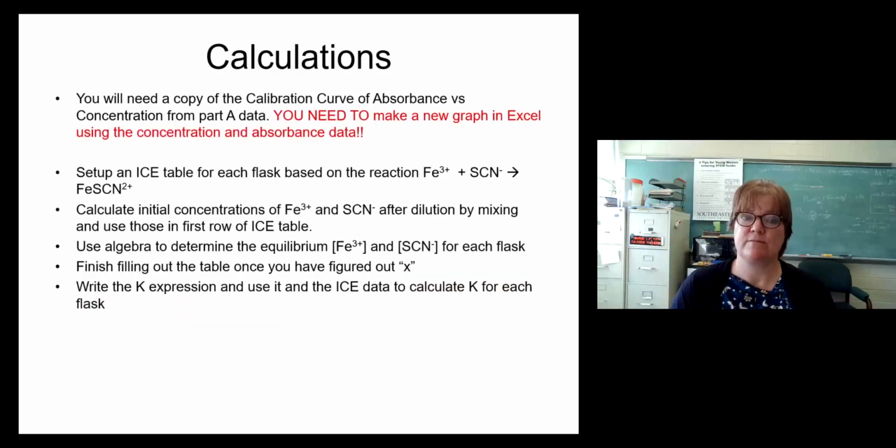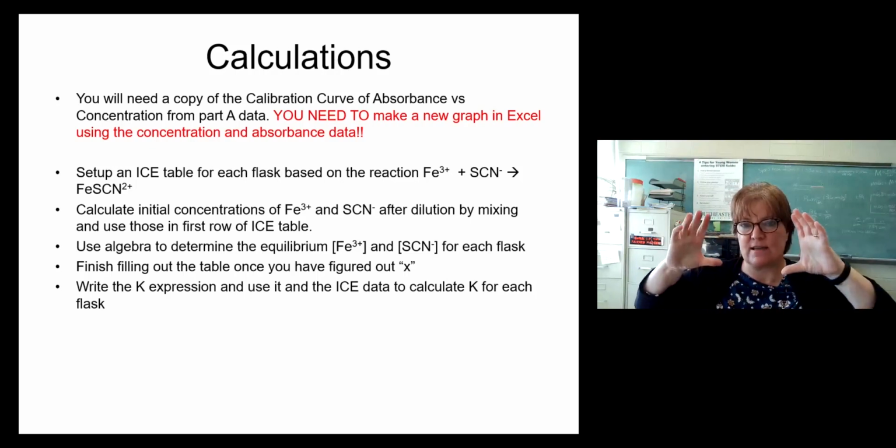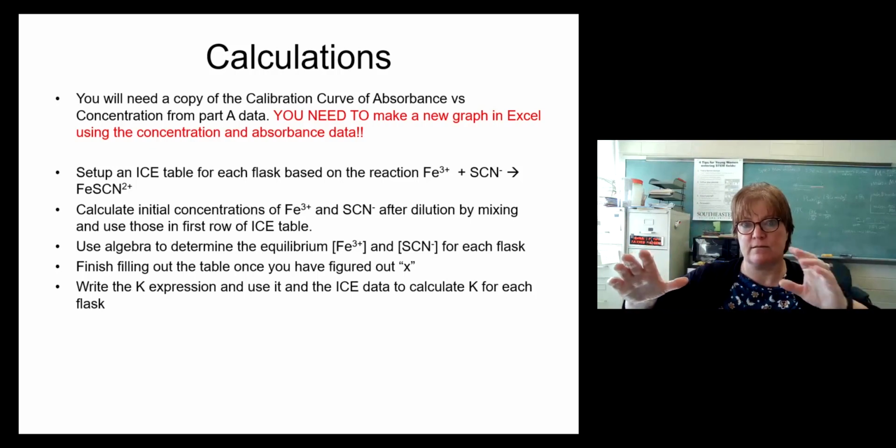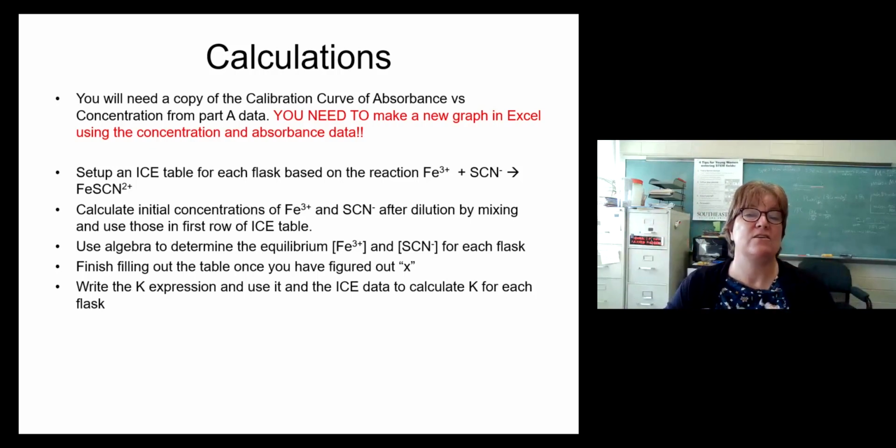But just briefly, because some of this is going to show up on the pre-lab. You're going to have that calibration curve from part A, absorbance and concentration. You get an equation from that. That's going to be the equation that you use, when you take your absorbance from part B, to convert the absorbance into the equilibrium concentration of the iron thiocyanate ion that we produced.